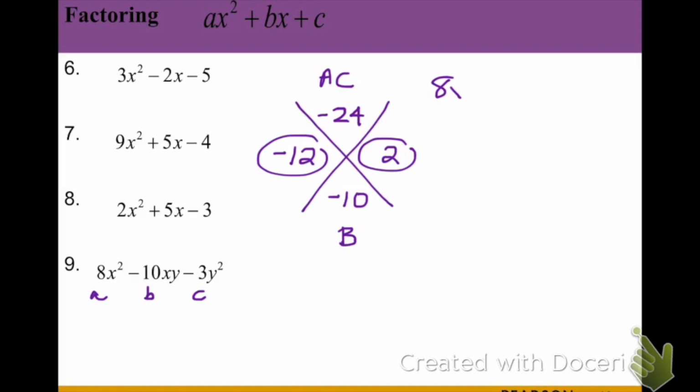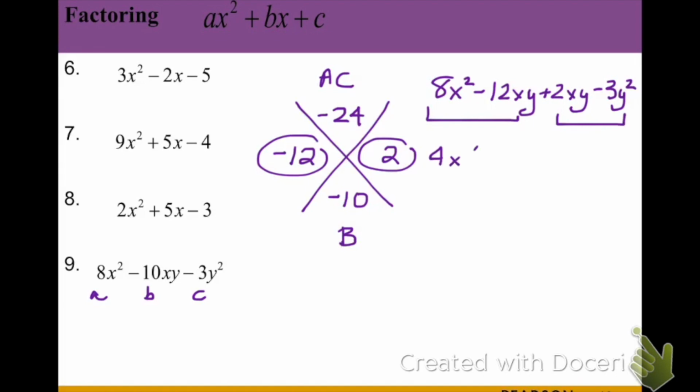We can then take those two numbers and replace our middle term with those. In this case, we get 8x squared minus 12xy plus 2xy minus 3y squared. Notice that those two middle terms have the same variables as the original middle term in the polynomial. From here, we can continue with our grouping. If we put the first two together, we notice that the most we can take out is a 4x, which will leave us with an x minus 3y.